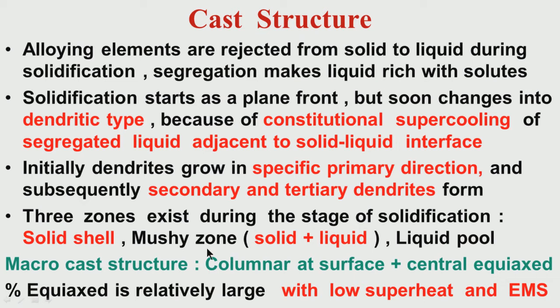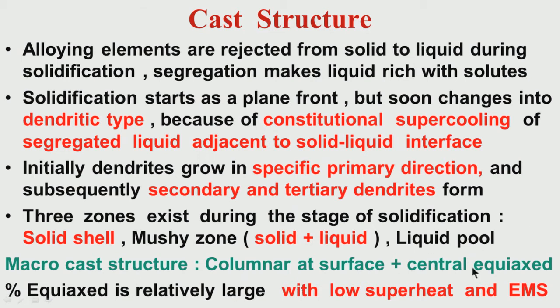So, basically you have 2 broad zones. One is the columnar, that means the dendrites growing in a columnar fashion, which they call the columnar zone at the surface. Finally, in the equiaxed zone they are also dendrites, but they are equiaxed. Here it is columnar; the difference is in the shape of the dendrites.